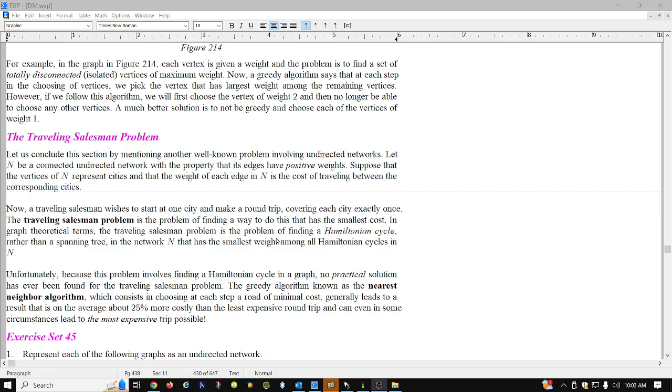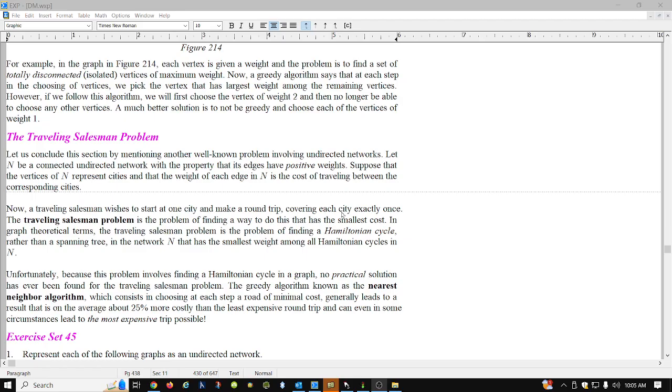But the greedy algorithm in this case is what is called the nearest neighbor algorithm. So you start at one city and you choose at each step a road of minimum cost. Apparently, as I have read, that leads to a result that is on the average about 25% more costly than the least expensive round trip, which, for small networks, you could use a computer to figure out. And the greedy algorithm, the nearest neighbor algorithm, is not working out very well. And in fact, there are even some circumstances, apparently, where the nearest neighbor algorithm leads to actually the most expensive trip possible. So the greedy algorithm is of very limited, if any, use for the traveling salesman problem.